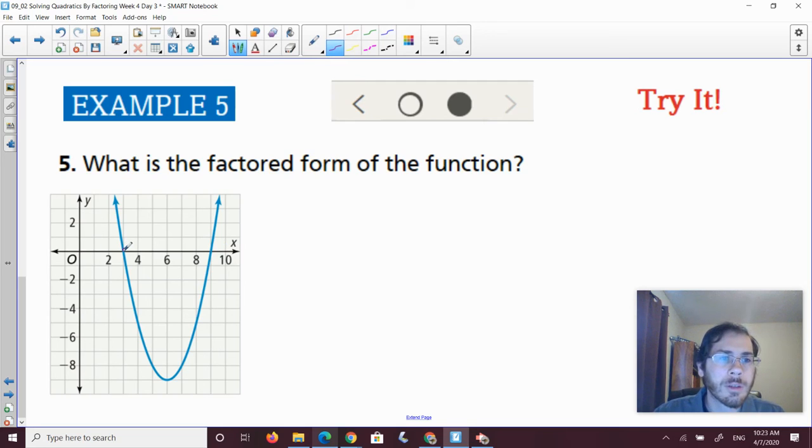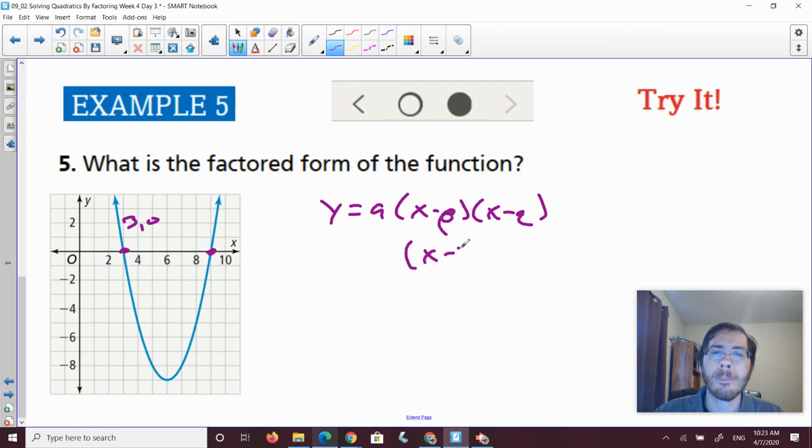To try it, factored form of the function. Well, we got these two pieces. We know y is equal to a(x minus p)(x minus q). P is at 3, 0, so p is 3. Q is at 9, 0, so x minus 9. Those in coordinate pairs.